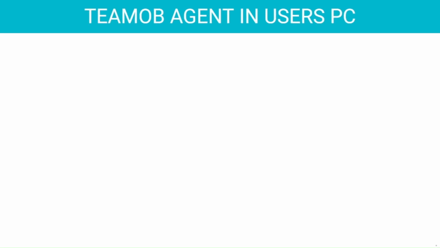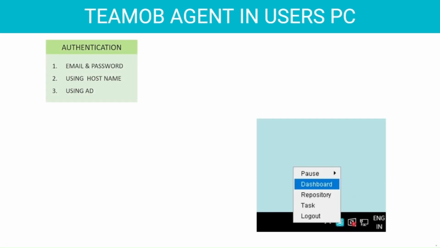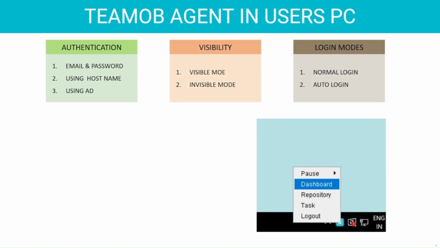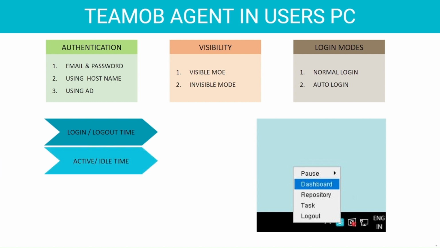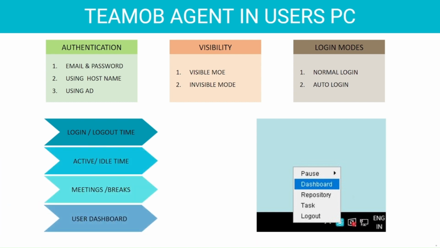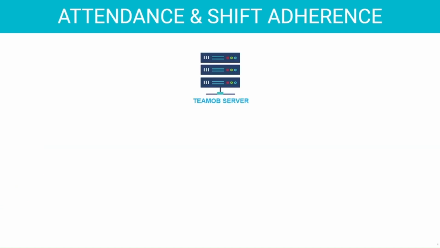The TeamOB agent offers multiple authentication methods on users' PCs and provides a visibility control mode. While running on users' computers, it captures the necessary data to generate attendance and productivity reports. TeamOB simplifies real-time attendance tracking and facilitates verification of shift adherence using the shift roster module.